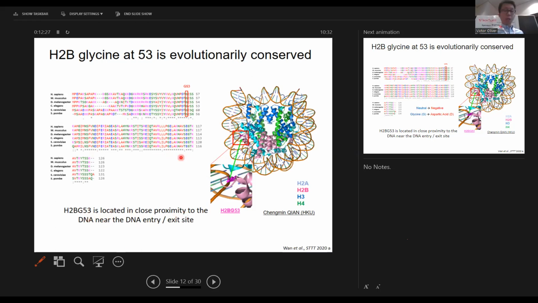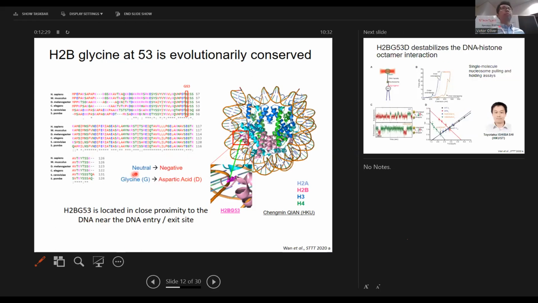We know that glycine is neutral, but aspartic acid is negatively charged. So the mutation changes the glycine to aspartic acid in this region. And we all know that double-strand DNA is negatively charged. So the glycine to aspartic acid mutation at position 53 of histone H2B may affect nucleosome stability, because the negatively charged double-strand DNA is very close to the negatively charged aspartic acid after the mutation.